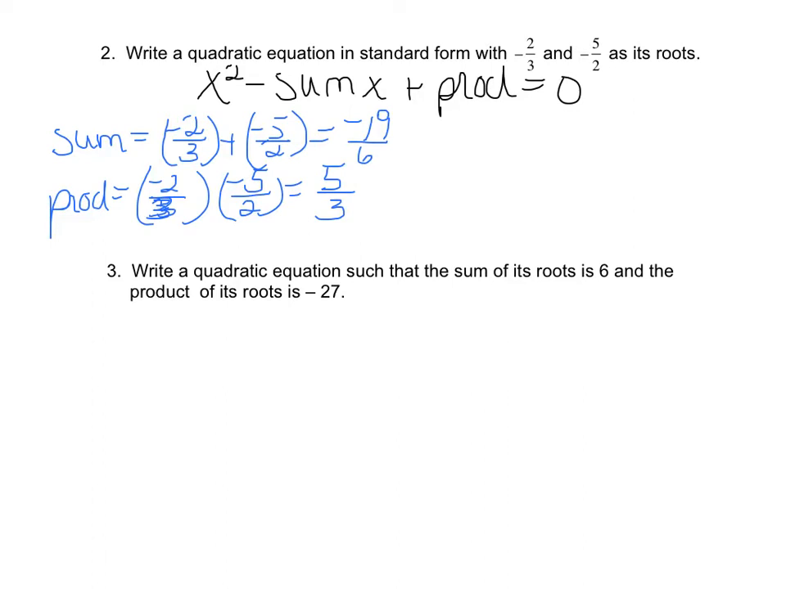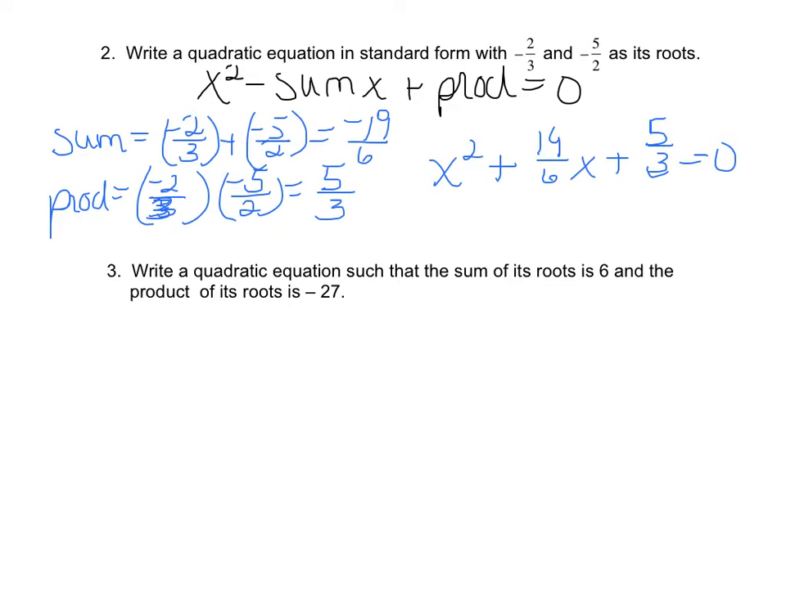We're going to have x squared minus the sum of x, but my sum is already a negative. So a negative of a negative is going to become a positive 19/6x plus the product, which is 5/3, equals 0. Now, if you take a look at this, have you ever seen a quadratic equation with fractions?